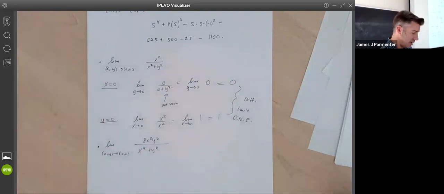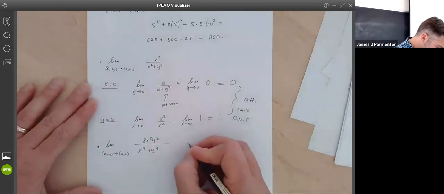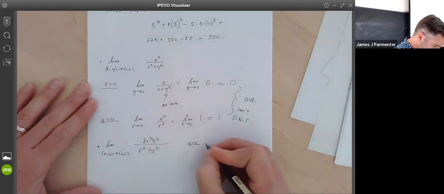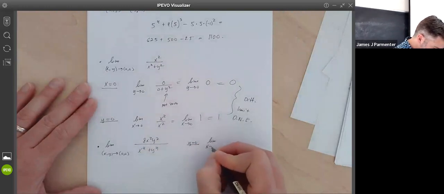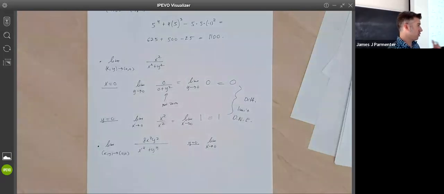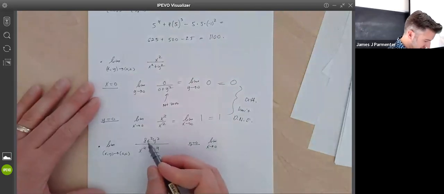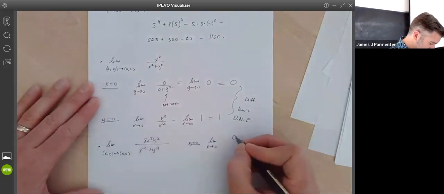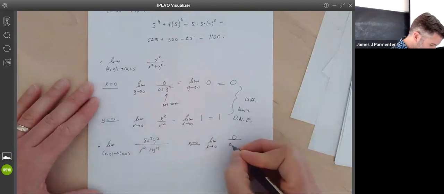And again, I would recommend trying one of the paths to be either x equal to 0 or y equal to 0. If we do y equal to 0, we're going to get the limit as x approaches 0. And I'm not writing the y because I know what y already is. So y isn't approaching something. We know that y is 0. And then I'm just going to get 8 times x squared times 0 over x to the 4th plus 0.